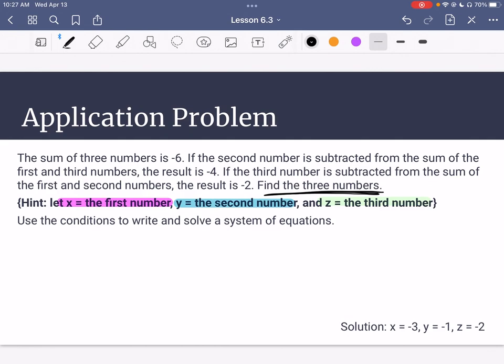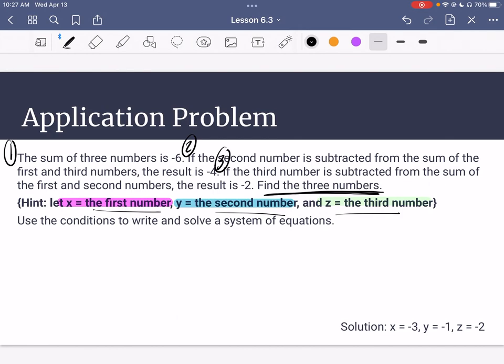Okay, then we need to go back through and sift through all of these statements we are given, just to figure out how we are going to write equations from this. We have three variables, and we are given three different pieces of information here, one in each sentence, and so likely that's how we're going to know that we have three equations to solve.